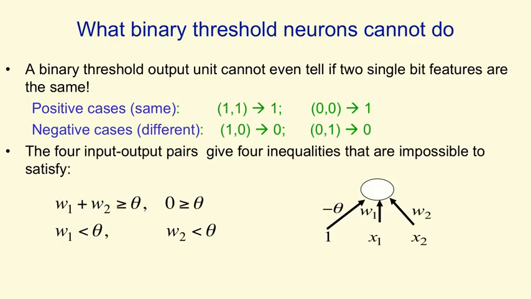Or to put it another way, if you look at the binary decision unit, where we're going to put the threshold as a negative weight on an input line that always has value of 1, if you take that binary threshold unit shown at the bottom right, there's no way to set the threshold and the two weights so it gets all 4 cases right. We can also see this geometrically.